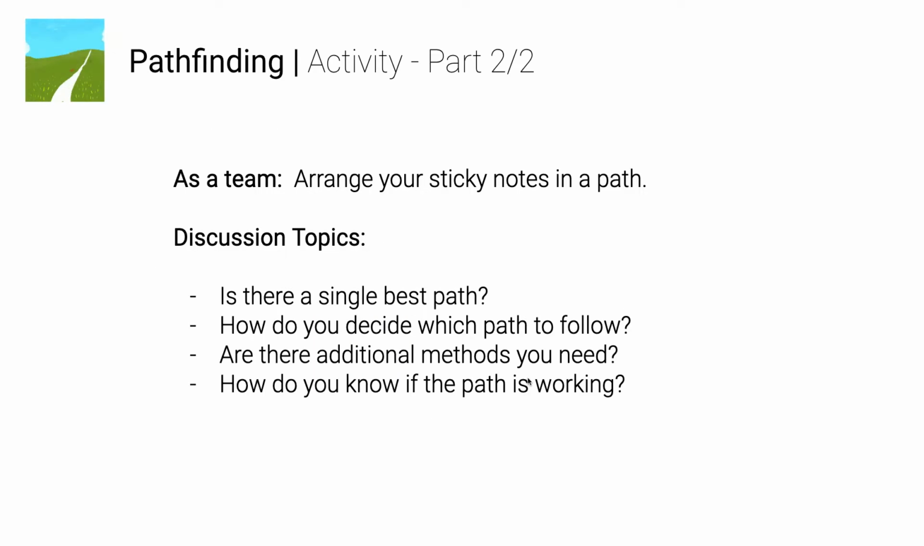Okay. Then you're going to arrange them in a path. And as you're working on this, you're going to think about, hey, is there a single best path? Right? Is there a right way for me to go? Are there additional methods that we need? Thinking about if we were actually going to do these things together as a group to work on this problem. And then what sort of validators do you have? How do you know if it's working? And this is really kind of a design thinking assessment question. Like, how does design thinking itself help you answer this question? Okay, so we're going to work on that.